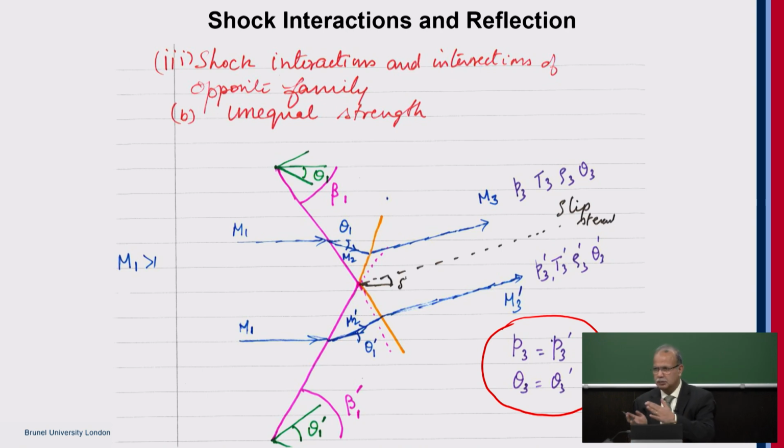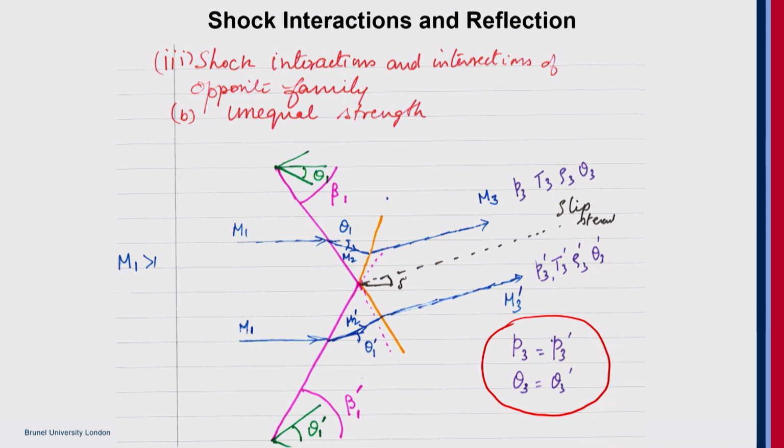They don't mingle with each other, they just go past. But the key thing for us to know at this moment is that when two oblique shocks meet, they pass through, but they bend.